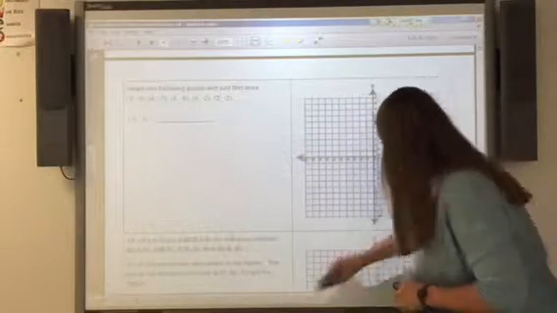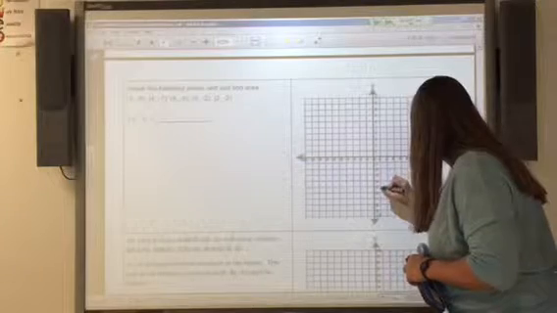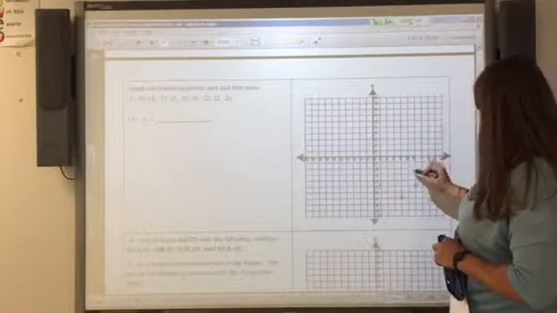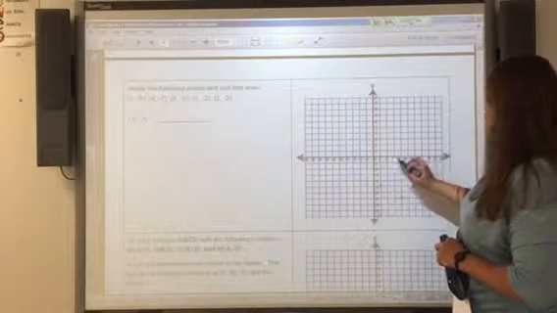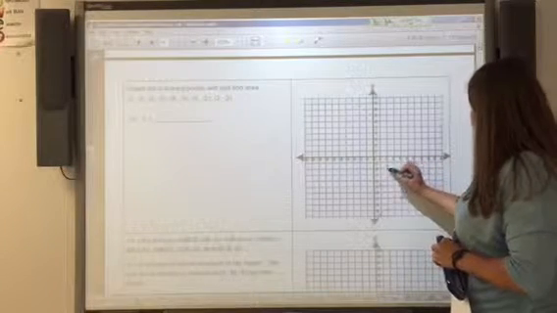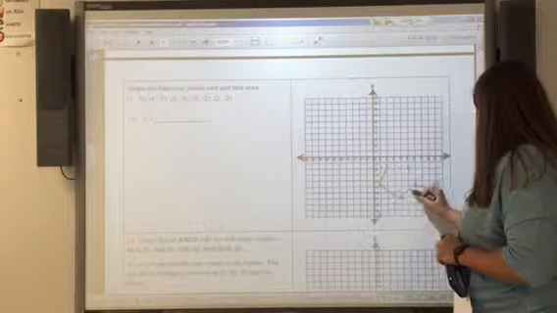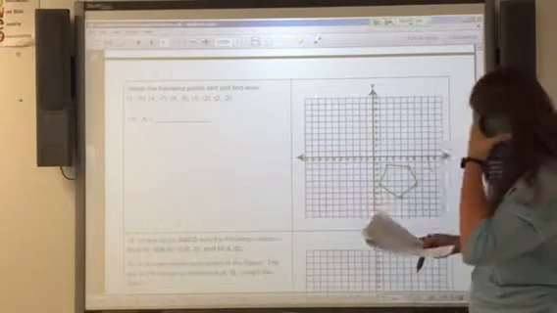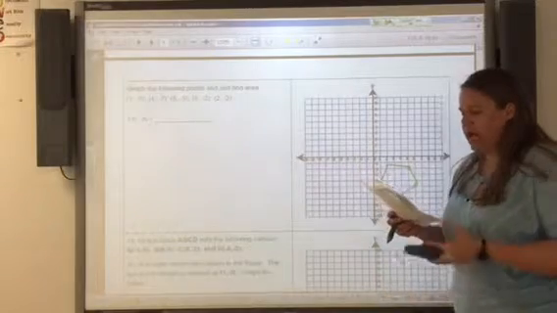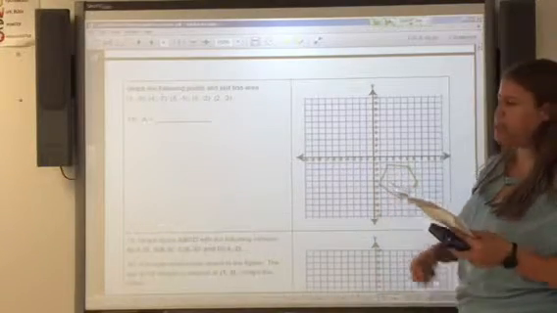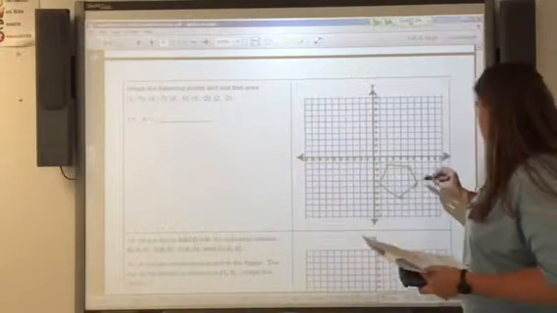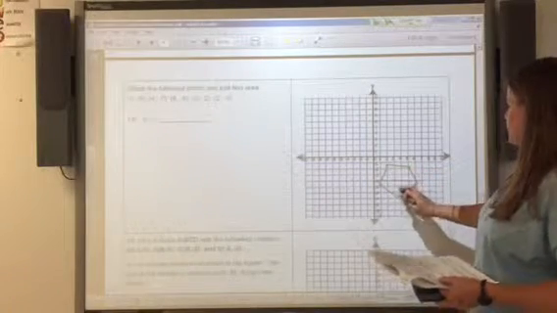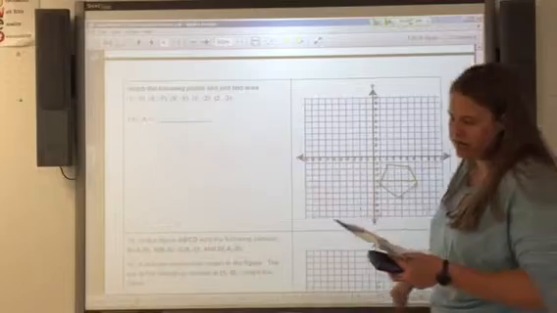let's see if I can fix that point. (5, -2), and (2, -2). So when we connect those points, we have a pentagon type figure. And what I wanted you to do was to section it off. And so if we divide it here, we have a trapezoid and a triangle now.